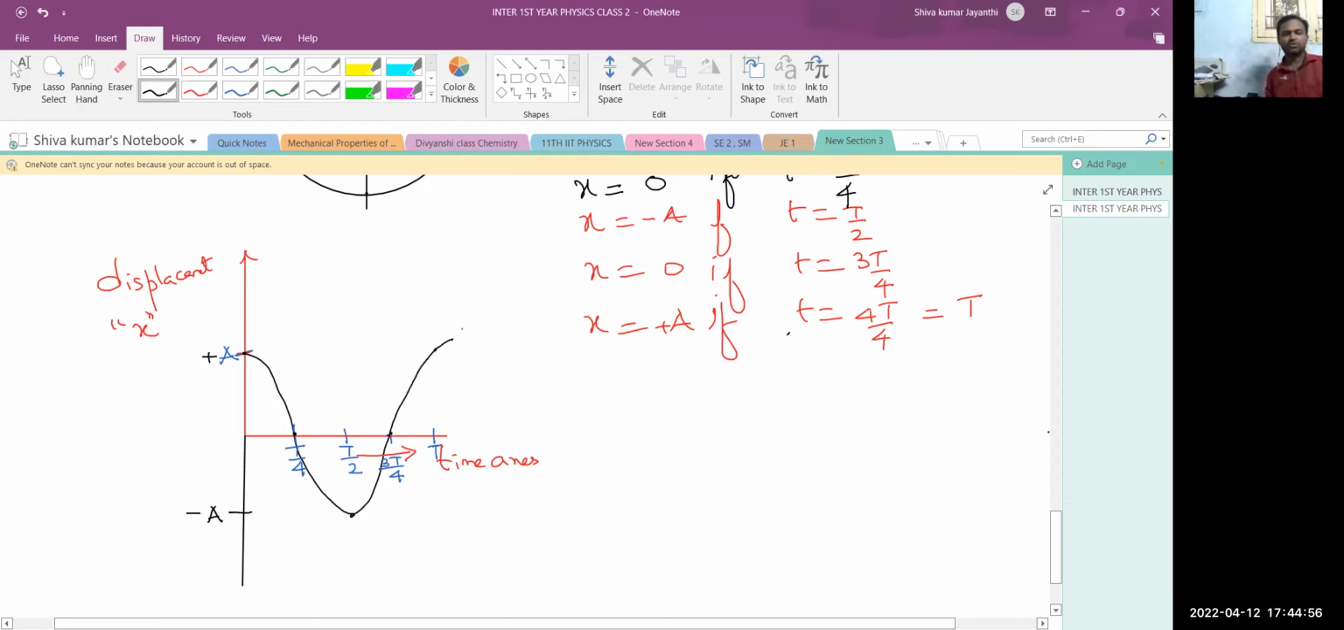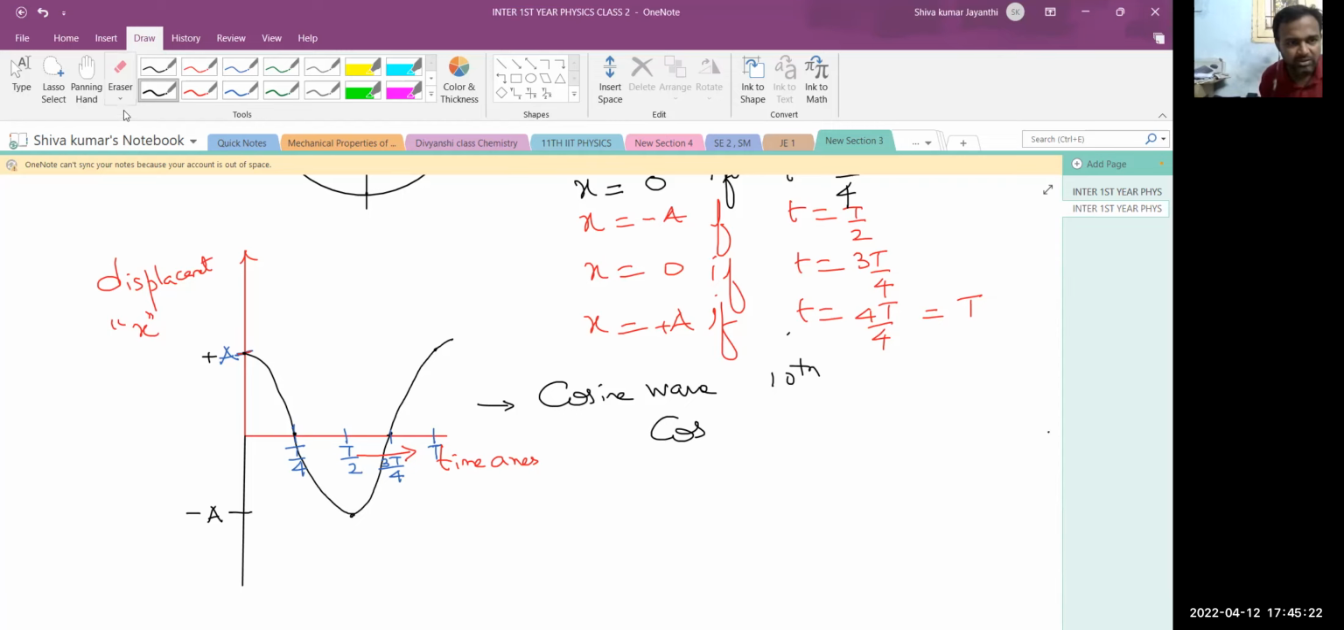Okay. So this is how the plot comes. And this is a typical cosine wave. Cosine wave or cos function in 10th standard trigonometry. We have studied this cosine wave. Remember? Yes, cos wave. We call it cos, but we have to pronounce it as cosine. We generally pronounce it as cos. Understood this? Clear?